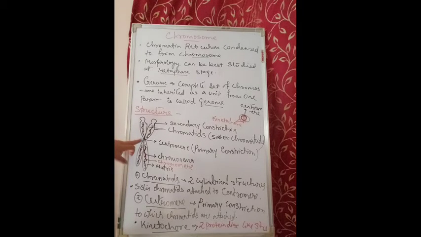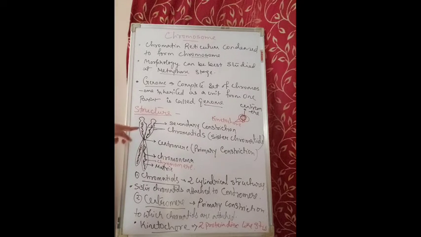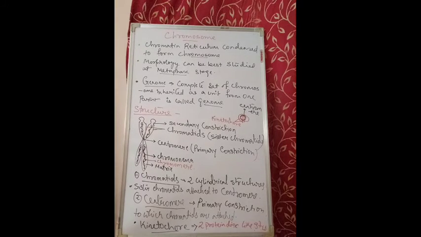On either side of the centromere, these are the 2 sister chromatids. A chromosome may contain either a single chromatid or more than 1 chromatid, that means 2 chromatids. It depends on which stage of cell division it is present in. Here I have drawn 2 chromatids: this is 1 chromatid, and this is the other chromatid.